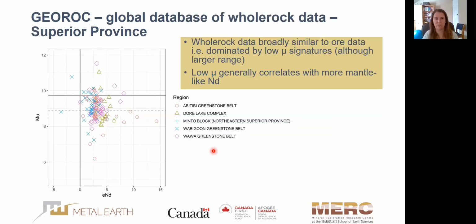And then I guess just to show this in plot form, using the Georock data, I've plotted here mu versus epsilon neodymium. And so we can see the whole rock data is broadly low mu values. So that's comparable to the ore data, which is good. It just shows that the host rocks aren't drastically different from the ore minerals in terms of their lead isotope compositions. And generally speaking, low mu here, anything less than this solid line, is considered lower than average Earth, and this correlates to more juvenile neodymium. So again, anything above 0 in neodymium space would be considered quite juvenile or mantle-like.